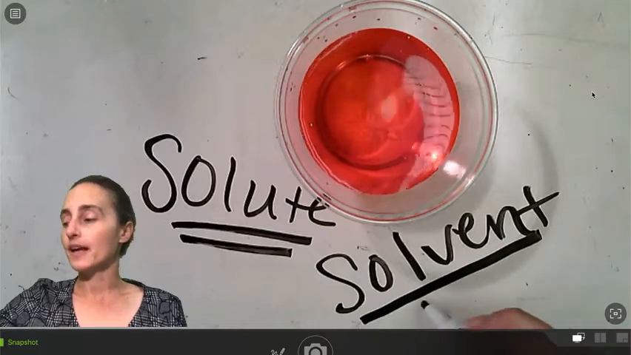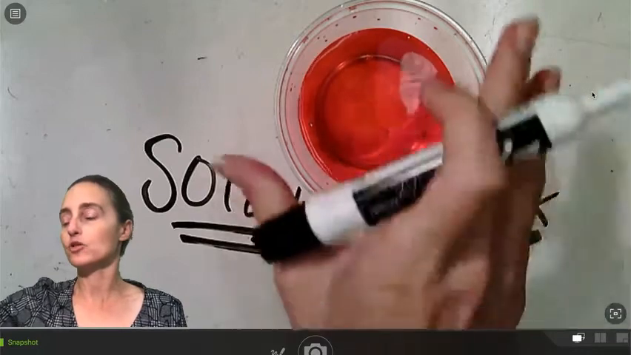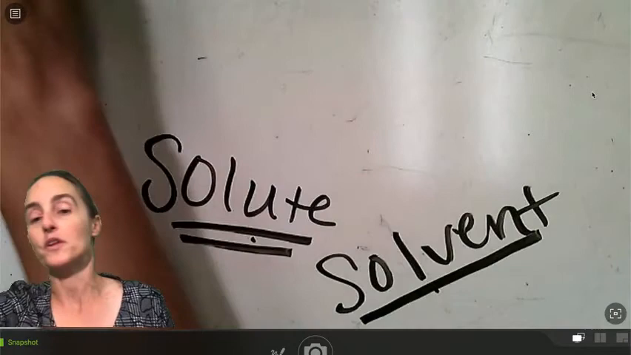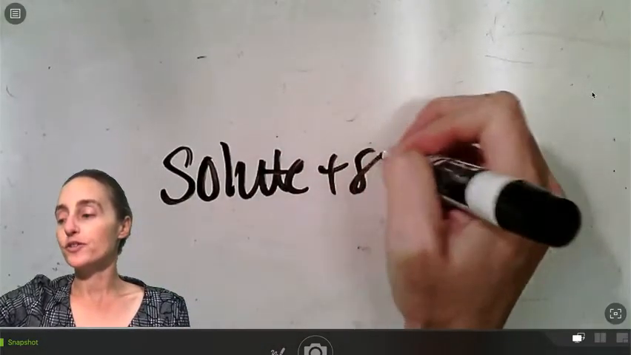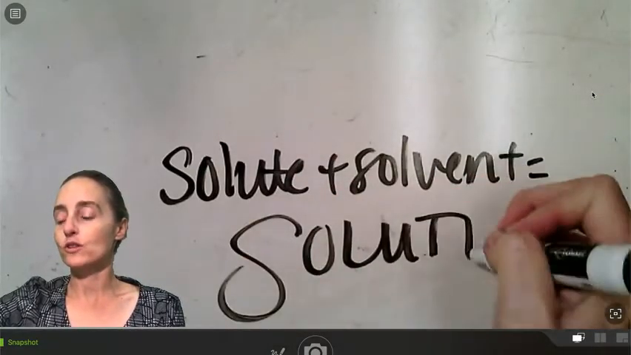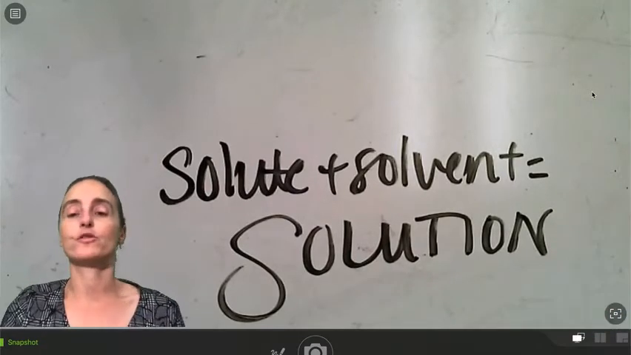So if you're making lemonade, the solvent is your water, and the solute is your lemonade powder, since I'm sure you make it with lemonade powder like I do and not by squeezing lemons. If you make it by squeezing lemons, then the lemons are your solute. But we need to know those things because everything we're going to talk about today depends on knowing what solvent and solute mean. Together, solute plus solvent equals solution. And we are going to be dealing with solutions all video long.